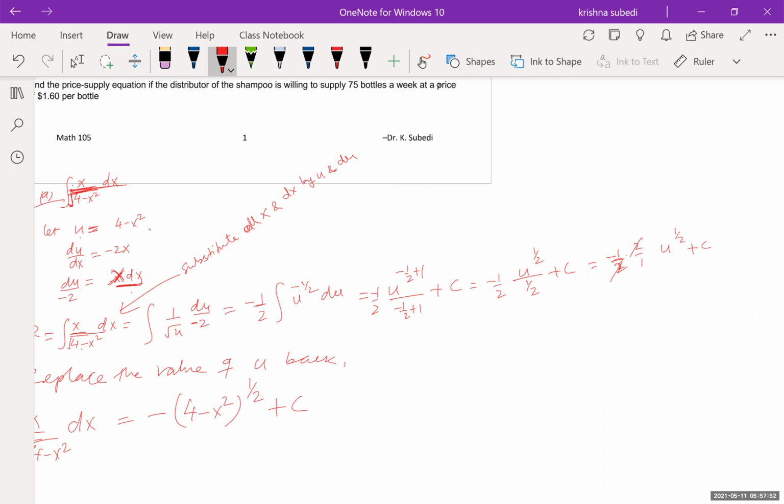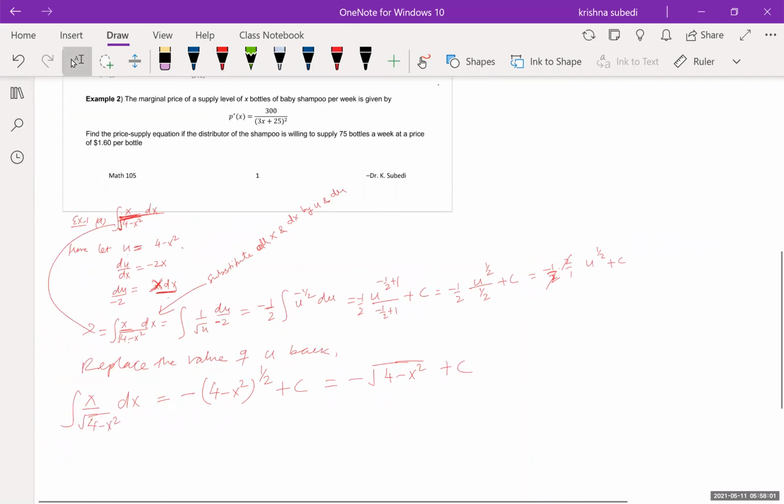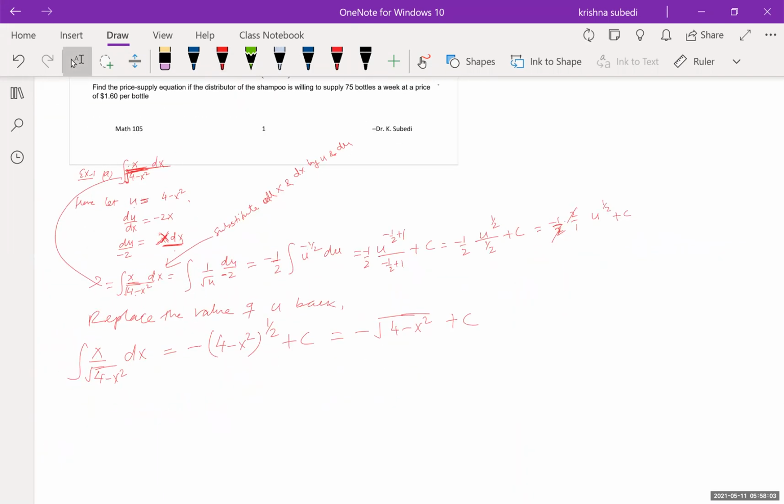That's it. If you want, you can write this as negative square root of 4 minus x squared plus c as well. And if you want to check whether your answer is right or wrong, you can always check yourself. So check. If you find the derivative of this, you should be getting that. So let's try. Find the derivative of negative (4 minus x squared) to the power half plus c. Let us find the derivative of this.